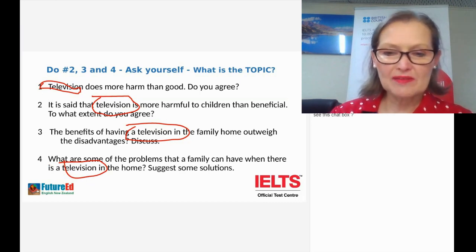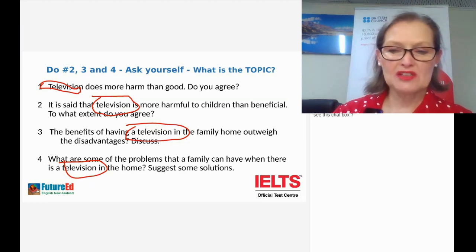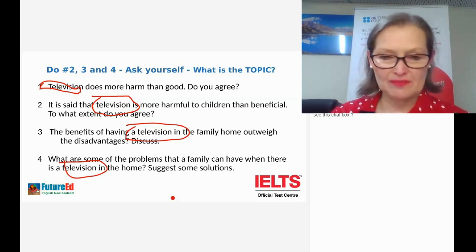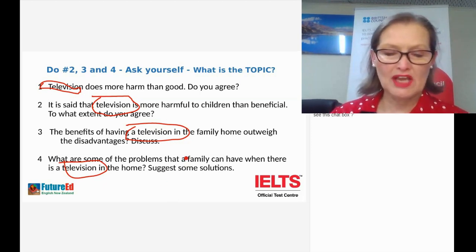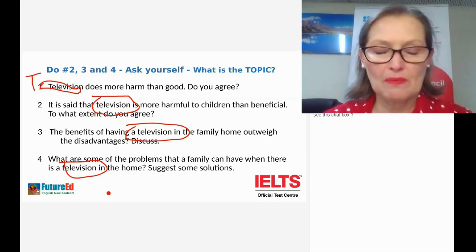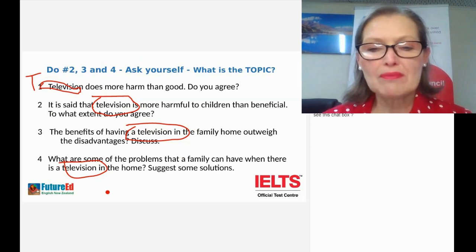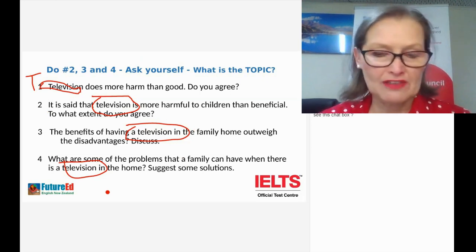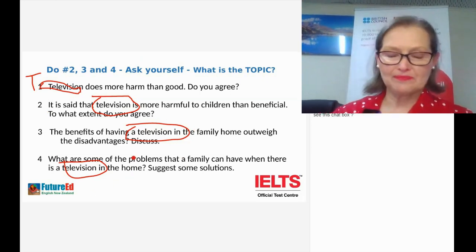Exactly. So we can see that my topic for all these exam tasks is the television. We're going to be writing about the television. And in number 4, what are the problems if there's a television? Okay, great. So in each one of these essays, 1 to 4, my topic is going to be writing about television. Okay, let's move on to my next question.